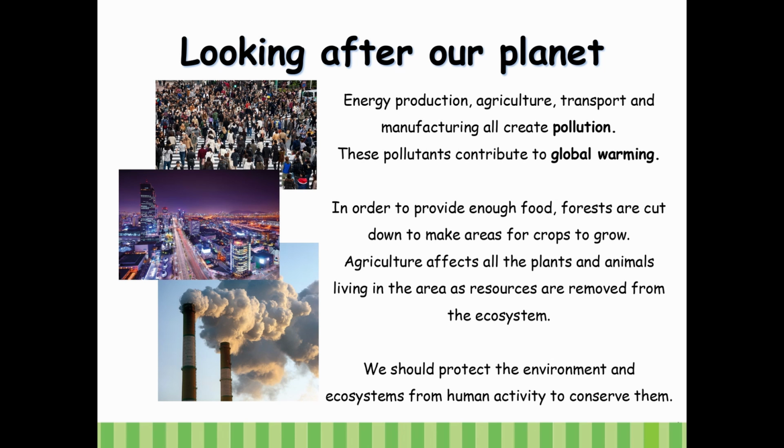Looking after our planet. Energy production, agriculture, transport, and manufacturing all create pollution. These pollutants contribute to global warming. In order to provide enough food, forests are cut down to make areas for crops to grow. Agriculture affects all the plants and animals living in the area as resources are removed from the ecosystem. We should protect the environment and ecosystems from human activity to conserve them.